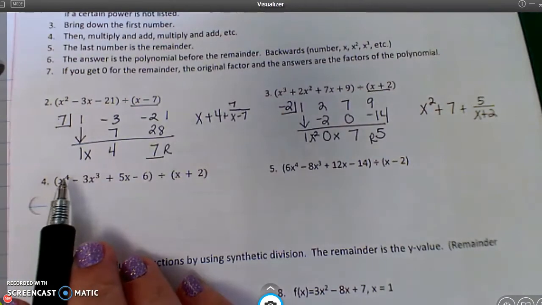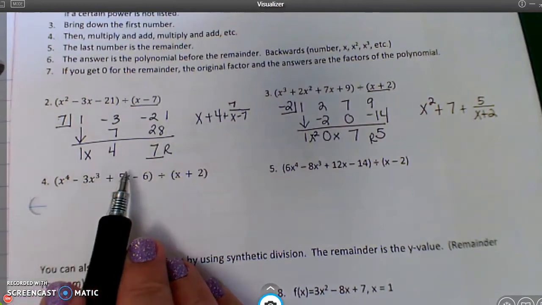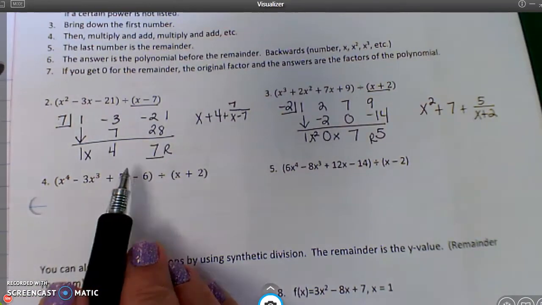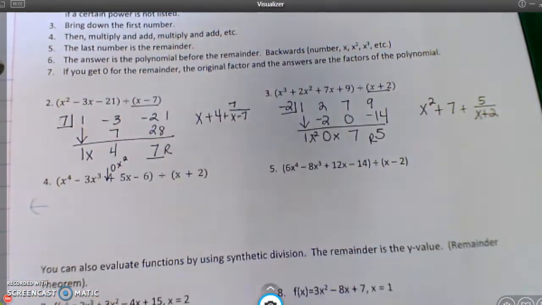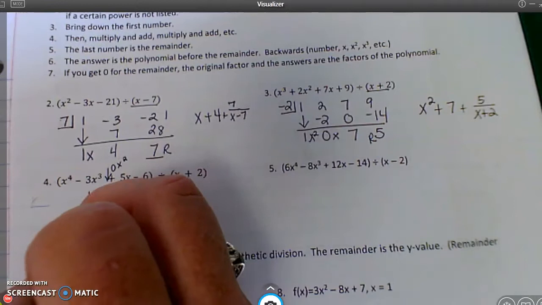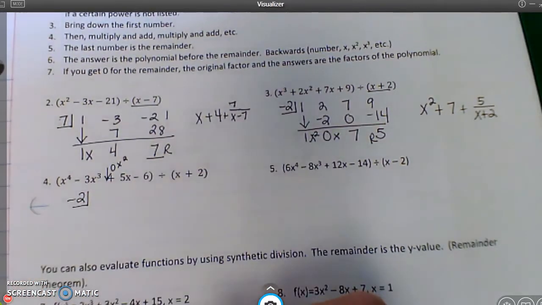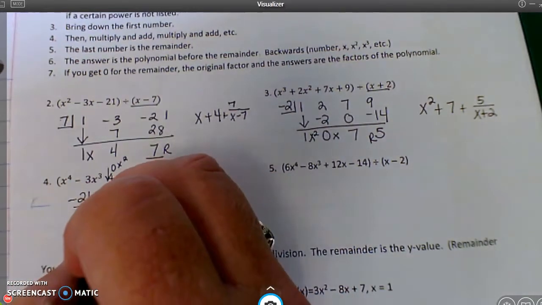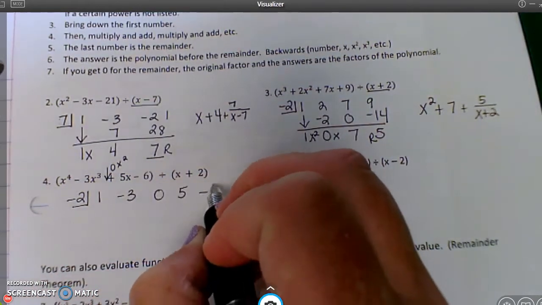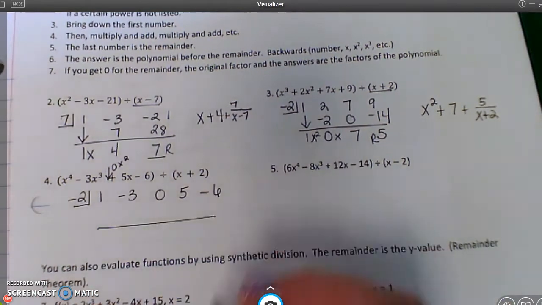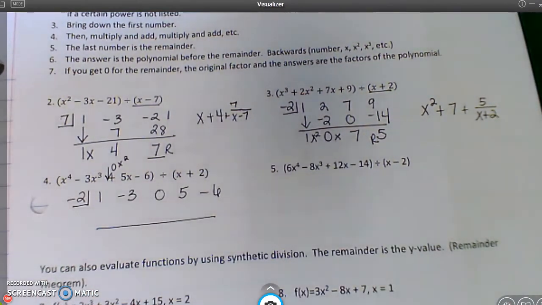Notice on number 4 we've got x to the 4th, x to the 3rd, and it skips on down to x. We're missing the x squared term, which means we're missing a 0. Okay? So when we write this one out, we're going to put -2 in the box. 1, -3, 0, 5, and -6. And then we do the process. On that one, I just wanted you to see that if you're missing it, you've got to put it in there.